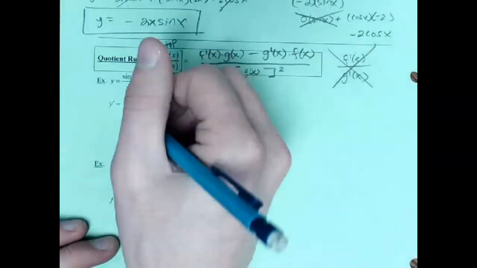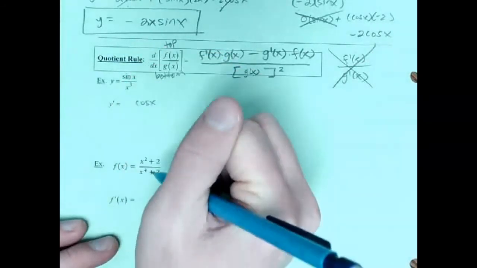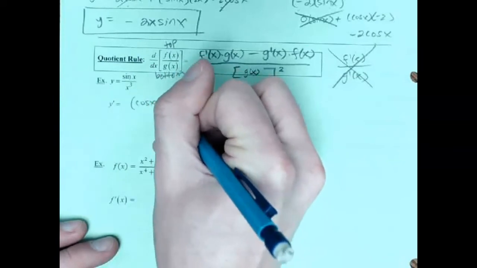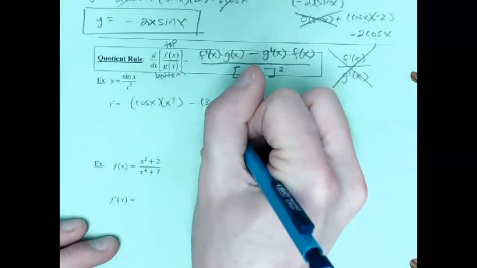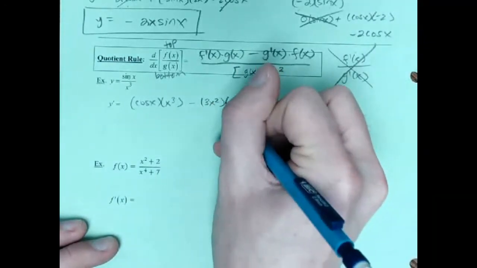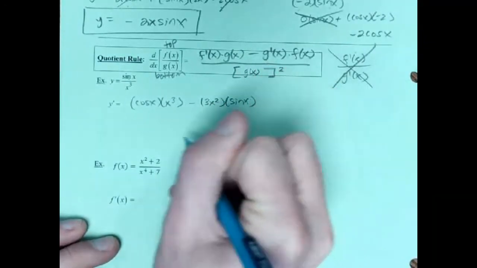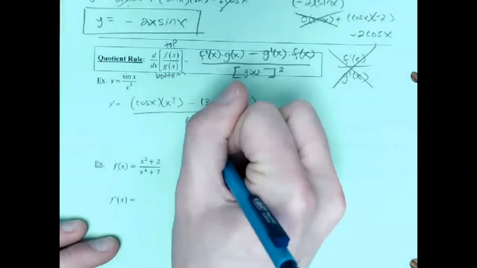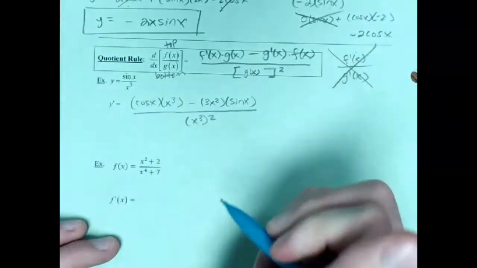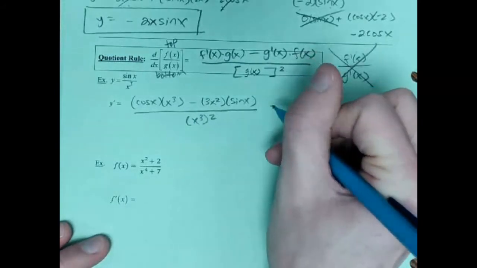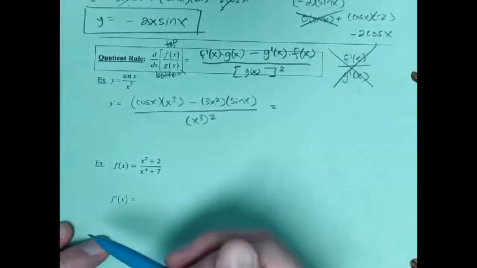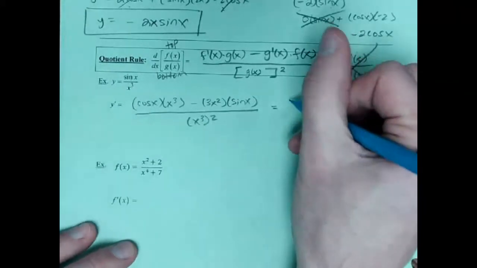Derivative of the top times the bottom minus the derivative of the bottom times the top. All of that's over the bottom squared. Okay, let's see if we can simplify this. Again, it just says find the derivative, so you don't really have to do anything more. But if you wanted to simplify, here's how it could.